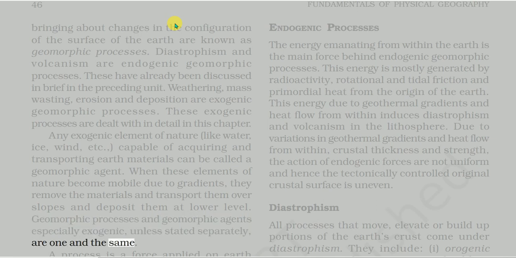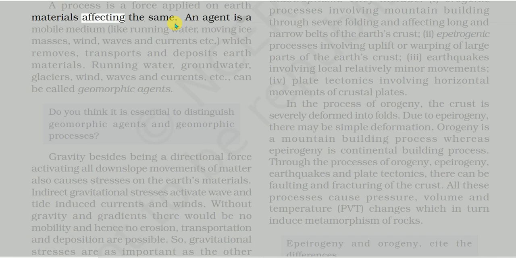A process is a force applied on Earth materials affecting the same. An agent is a mobile medium, like running water, moving ice masses, wind, waves and currents etc., which removes, transports and deposits Earth materials. Running water, groundwater, glaciers, wind, waves and currents, etc., can be called geomorphic agents. Do you think it is essential to distinguish geomorphic agents and geomorphic processes?